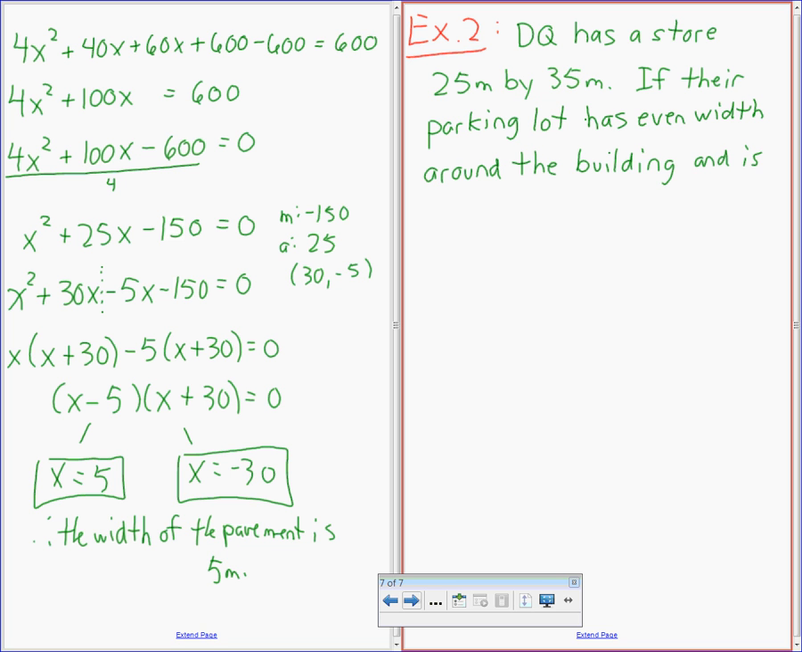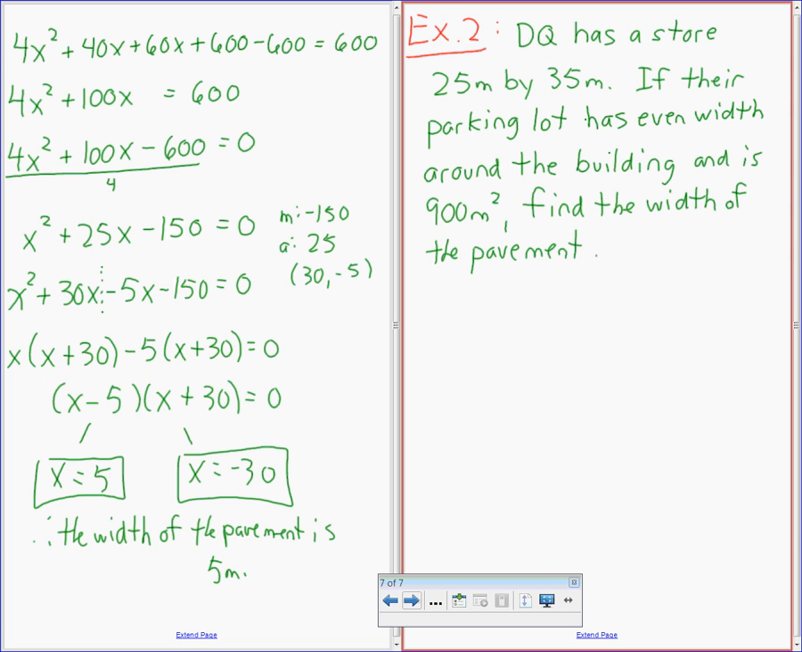And is 900 meters squared. Find the width of the pavement. Okay, this question is very similar to the last one.